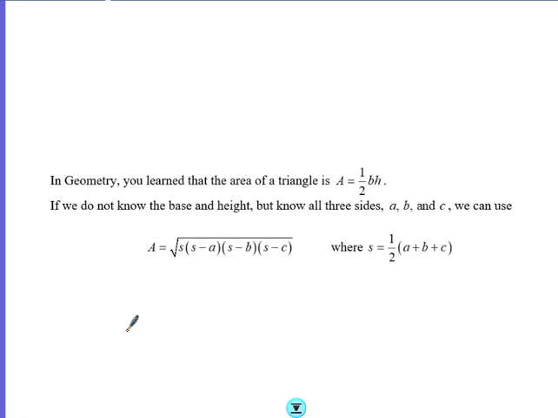Heron was an ancient Greek mathematician and engineer. If you want to see what some of the things he invented are, you can go ahead and Google him. This area formula is his most notable contribution to mathematics.